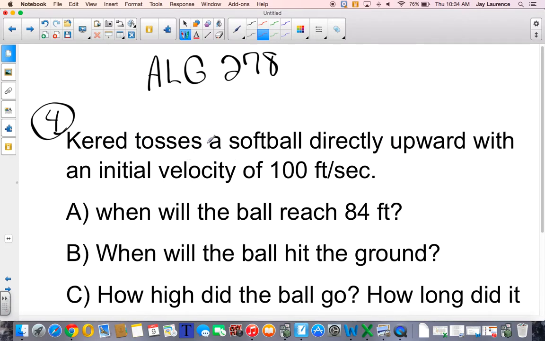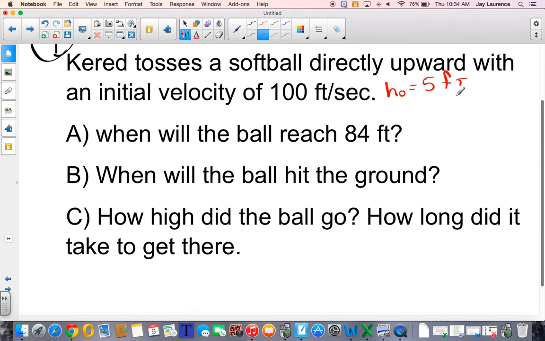It says Derek tosses a softball directly upward with an initial velocity of 100 feet per second. And remember, I told you to say that the initial height, the starting height, was 5 feet. I accidentally left that out of the story, and you can't do it without it. Now, before I actually go and do these problems, I'm going to read A, B, and C, and then decide what type of problem it is.